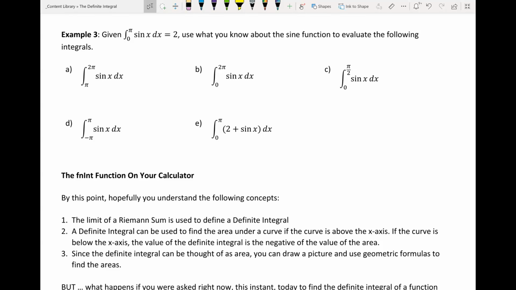Okay, for example 3, we're going to integrate sine x from 0 to pi, and we also know that this is 2. But we want to determine the following different integrals from a to e. So if we know that sine x has an area of 2 from 0 to pi, we also know that sine x is periodic. It follows the same pattern over and over again.